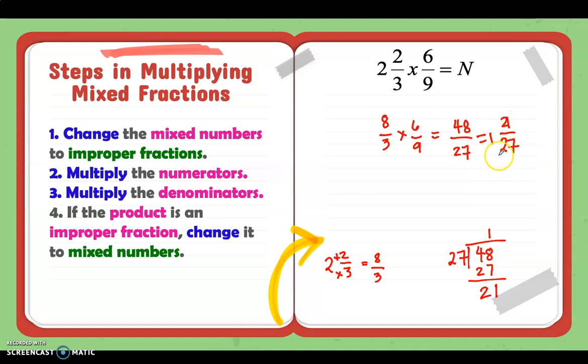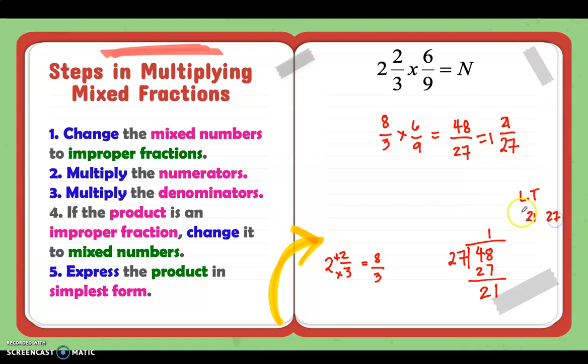But we are going to simplify it to its simplest form or to its lowest term. 21 and 27 have a common factor, which is 3. So 21 divided by 3 is 7, 27 divided by 3 is 9. So there is no other common prime number between 7 and 9. So the answer is 7/9. But do not forget the whole number, which is 1. Therefore, the answer is 1 and 7/9.